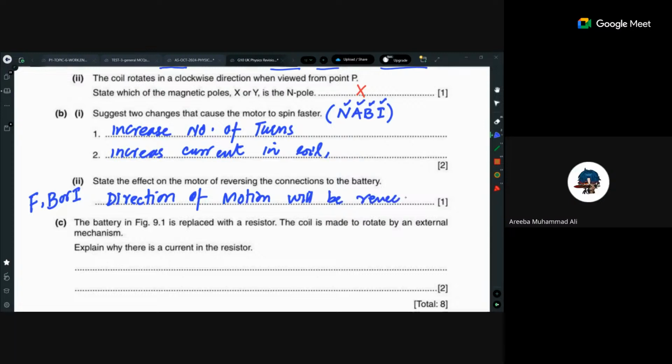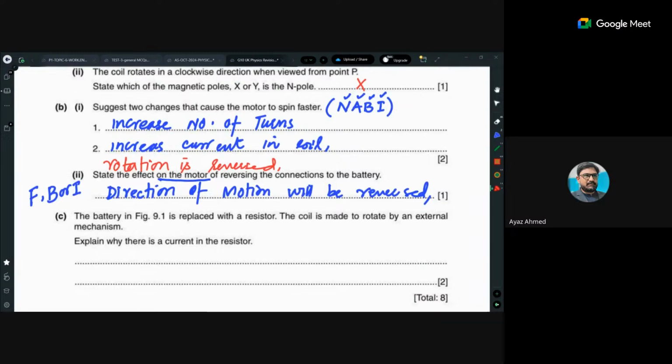Can I just write direction will be reversed, sir? Actually, it is said, state the effect on the motor. So you can say rotation will be reversed, right? Or you can simply say rotation is reversed. Okay, is it clear to you? Yes, sir.